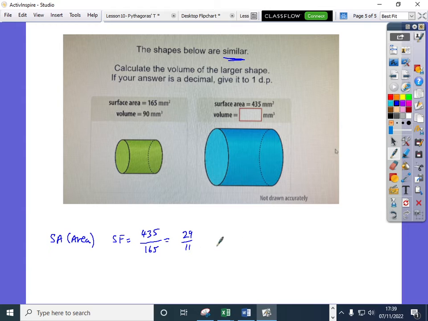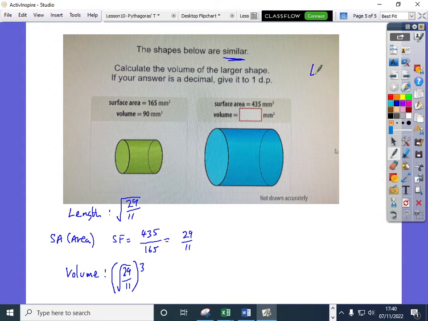Now, before we get the volume, we should know that the scale factor for the length is going to be the square root of this. So 29 over 11 square rooted is the scale factor for the length. And once we've got that, we can then work out the scale factor for the volume, which is going to be this scale factor cubed. Okay, just putting that out there.